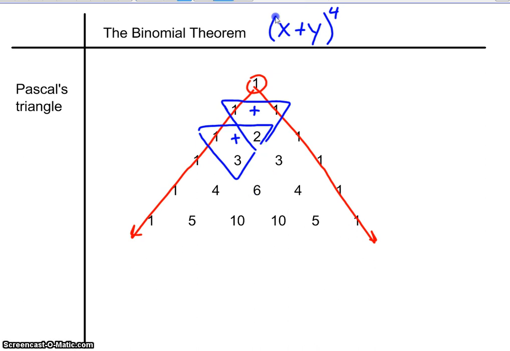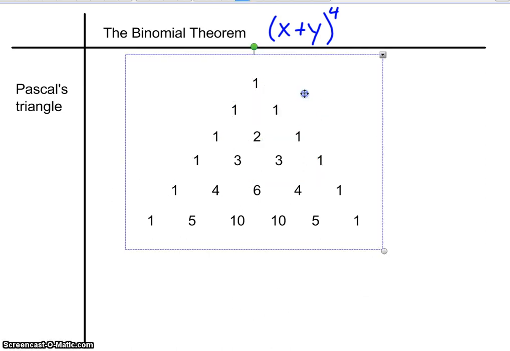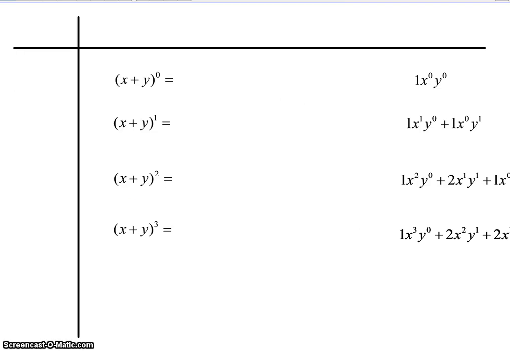If I go create another one here, 6 and 4 gives me 10. And they're going to come into play when we start looking at one of the ways we can go about expanding out these binomials raised to a power. So if we think about what's going on here, if I take x plus y and raise it to the 0 power, we know anything raised to the 0 power is 1.